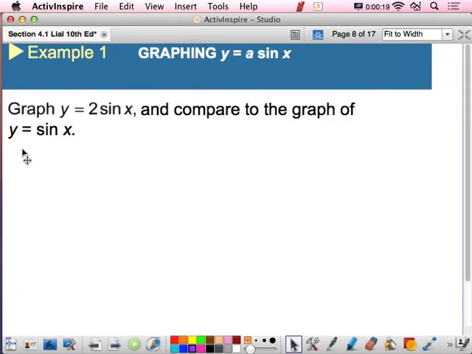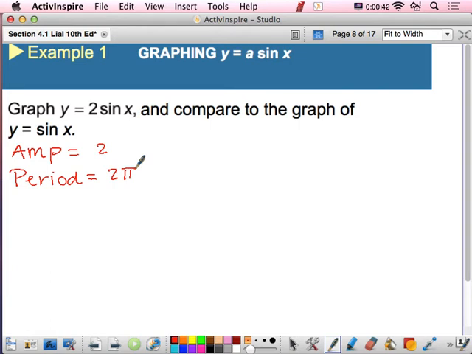2. The amplitude is the absolute value of 2, which is 2. The period is 2 pi over b, and b is still 1, so the period is still 2 pi. And these don't get bad until the period changes. When the period changes, things get a little stressful.